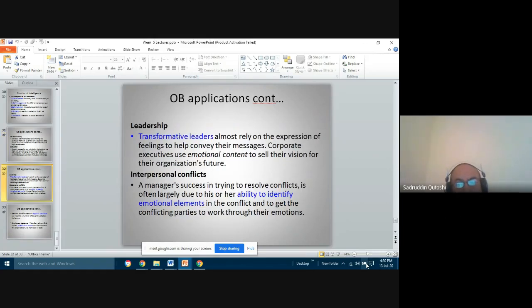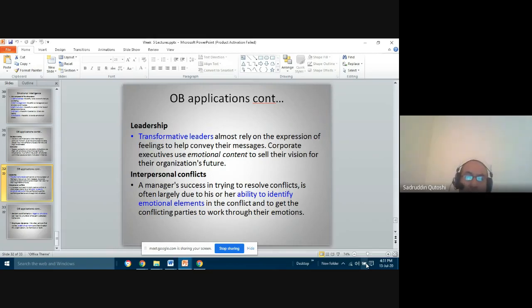And on leadership, transformative leaders are among the most successful people in the world. They rely mostly on the expression of feelings to help convey their message, because they have a particular inspirational power to inspire people and capture their minds with love, affection, and their skill, so that they convince people towards their job. That is because of their vision and their inspirational leadership. So they play a vital role in the organization.